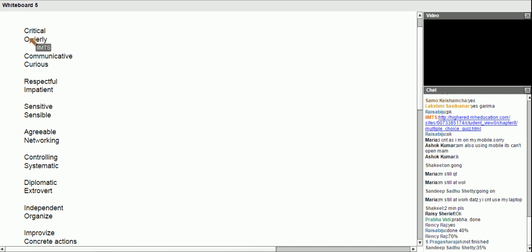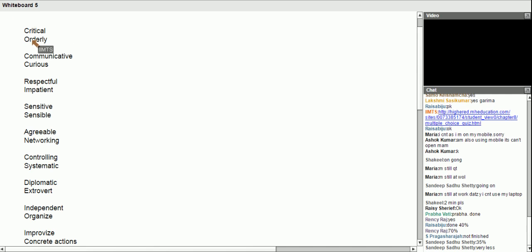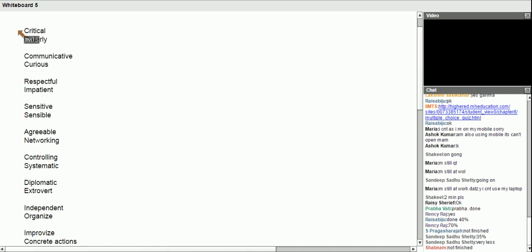Okay, for those who have finished that, you have to do another thing. See, a group of words are given here, right? A group of two words are given here, like this is the first group, this is the second one, and so on, right?